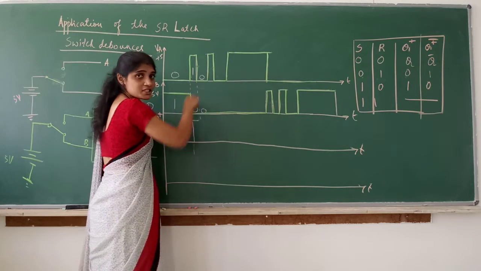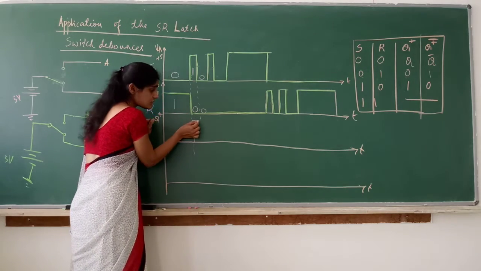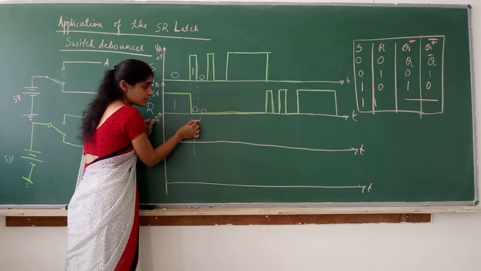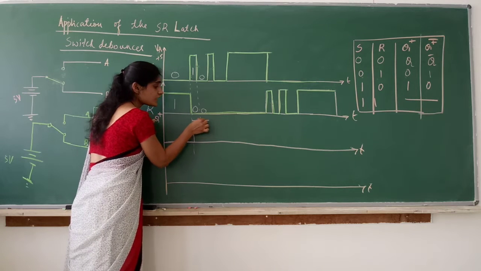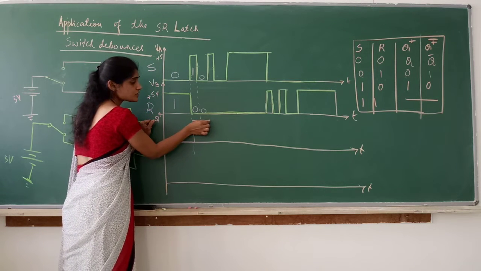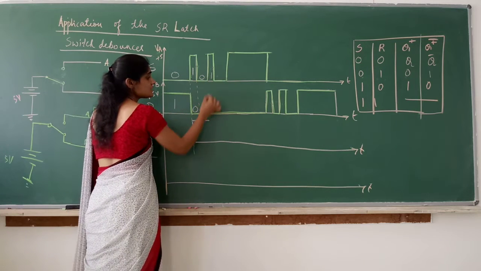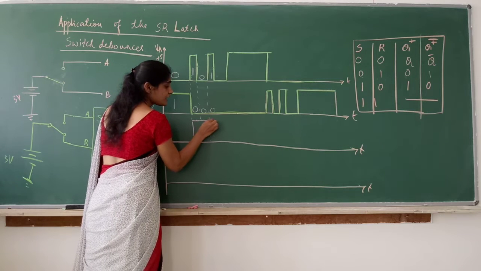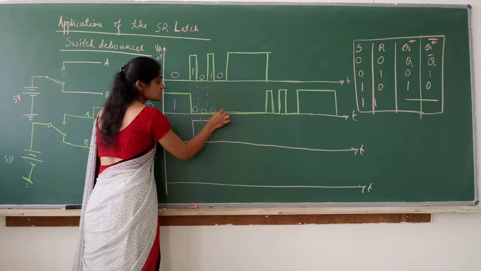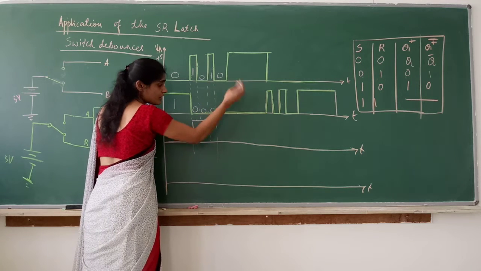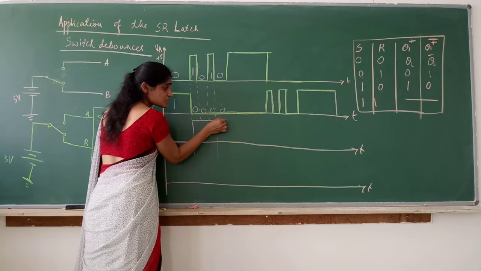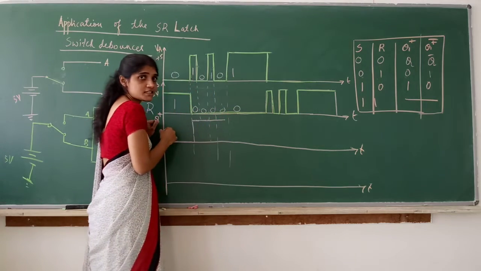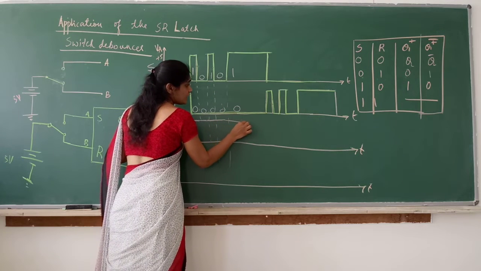What is the next state? Same as the previous state. What is the previous state here? It was 1, so now the next state is also 1. Next, 1, 0: the output is 1. Next, 0, 0: the previous state was 1, so the next state is also 1. Next, 1, 0: the output is 1. So it stays 1 till here.